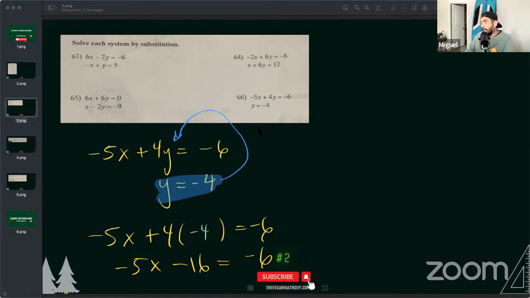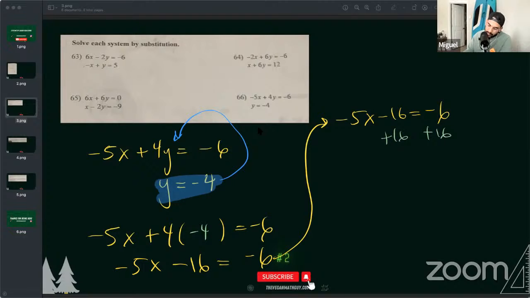Did I get that correctly? I did, didn't I? Ooh, this is the first time we're going to get a fraction as our answer. I can already see it. No, I lied. Not the case. Thinking too far ahead. That's what I get for not showing my work and trying to think ahead already. So -5x minus 16 is equal to -6. We're going to add the 16 to both sides.